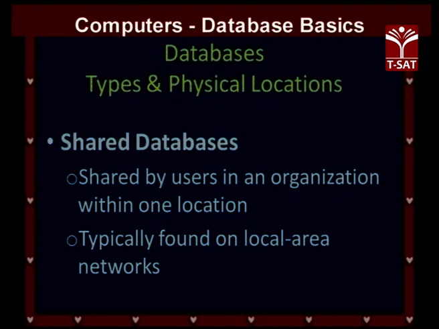So, database types and physical location. Based on the location or the scope of the database access, they are again classified. When I say scope, I mean how many can access, or how we can access. Based on that access scope, these are again classified.